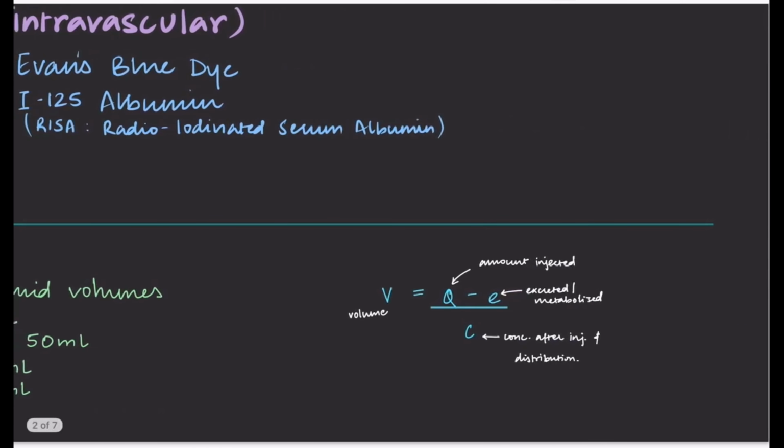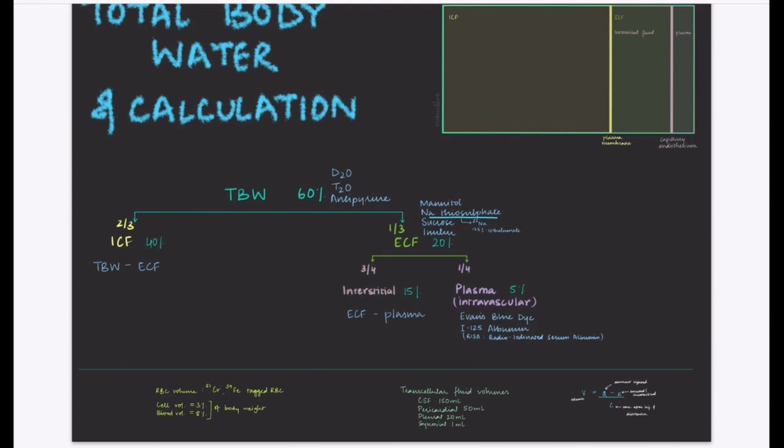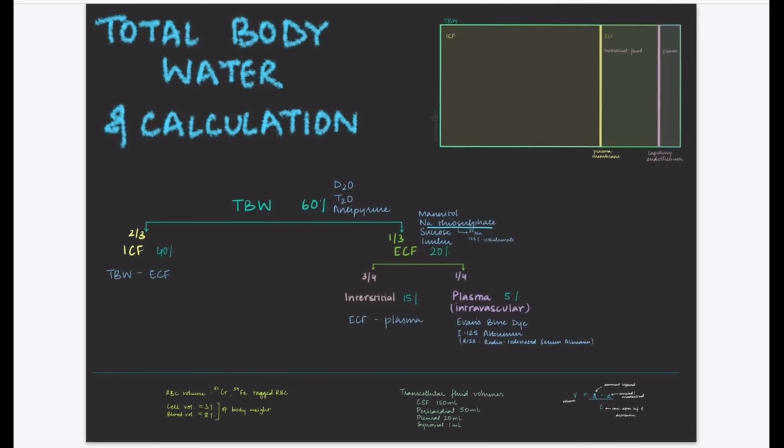Here's an equation where we can substitute the values of the substances we just talked about, and the equation is V equals (Q minus E) upon C, where V is the volume, Q is the amount of the substance or dye injected, E is what has been excreted or metabolized, and C is the concentration after the injection and distribution. So this was total body water and how it is calculated.